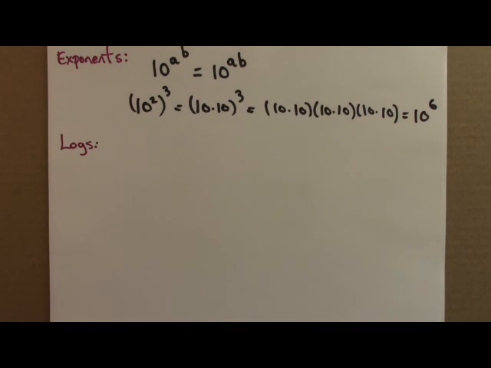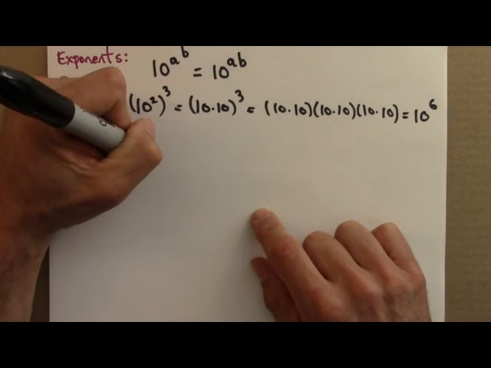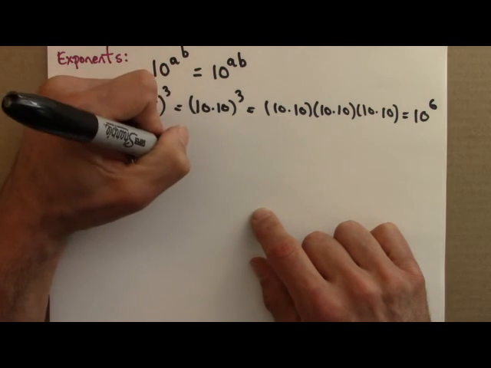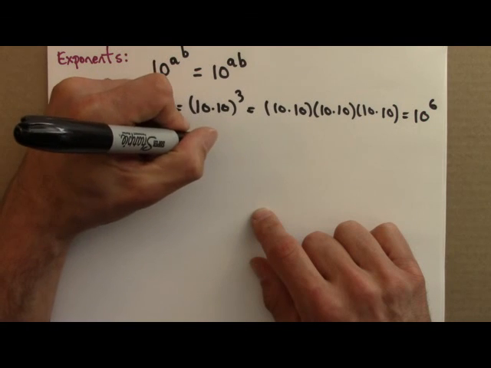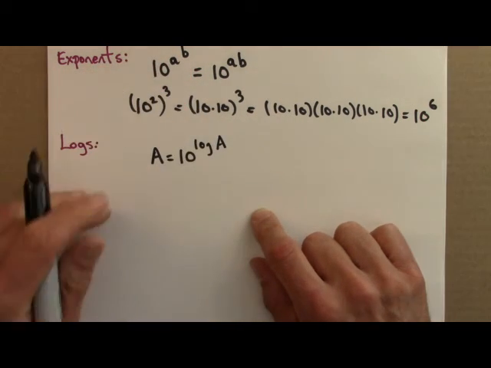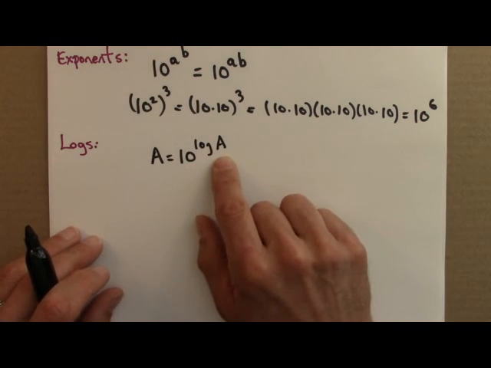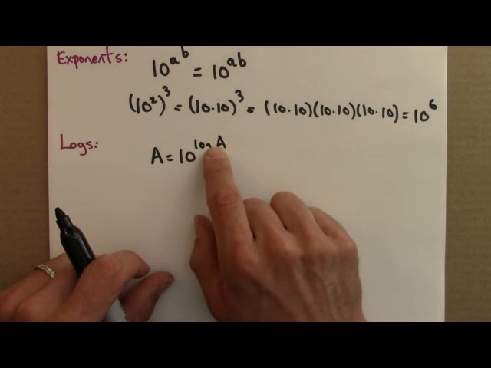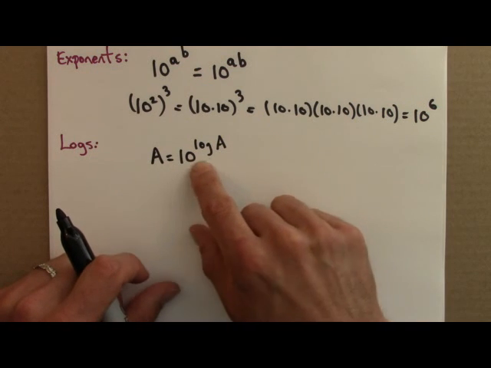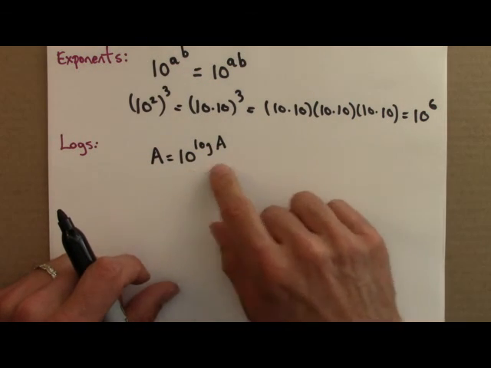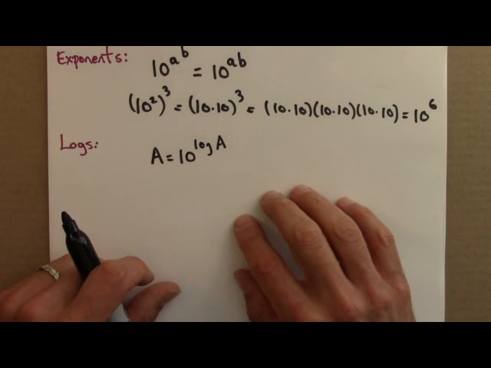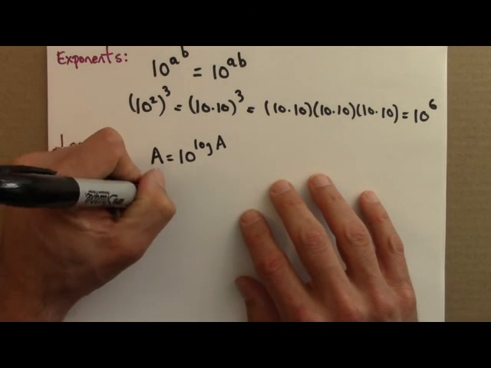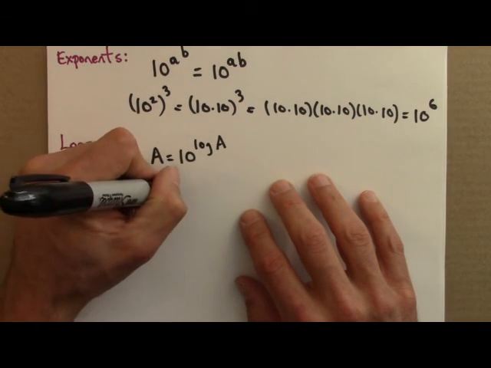So I'm going to start with this relationship. A equals 10 to the log A. That's just the definition of a log. If you start with A, you log it, and then you exponentiate it, you're back to where you started from, because logs and exponents are inverses of each other. They undo each other. Now, let me take both sides of this equation and raise it to the p power.